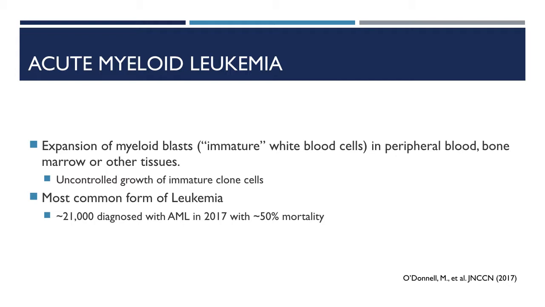AML is the most common form of leukemia, and the NCCN guidelines stated that in 2017 there were about 21,000 patients diagnosed with AML. And there is still a high mortality rate associated with this disease. They estimate that about half of those patients will succumb to their disease, which just drives the point that we need more treatments, new drugs to help treat these patients.